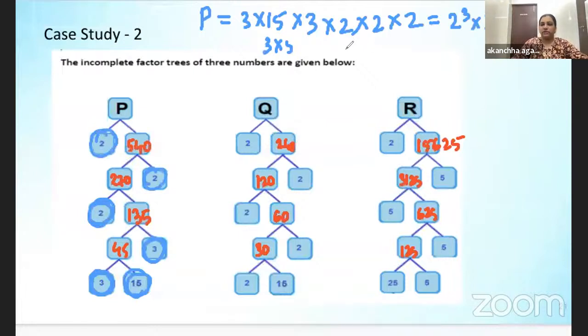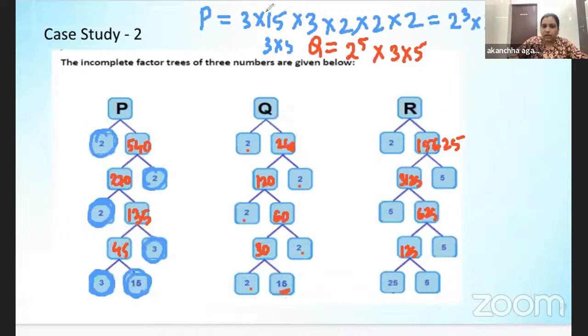How many of you have understood this step that P is 2 cube times 3 cube times 5? Reply me with a yes quickly. Okay, let's understand what will be Q. Can you reply me? What will be Q? How many twos you can see? 1, 2, 3, 4, 5. So 2 to the power 5 times 3 times 5 for this 15, right?